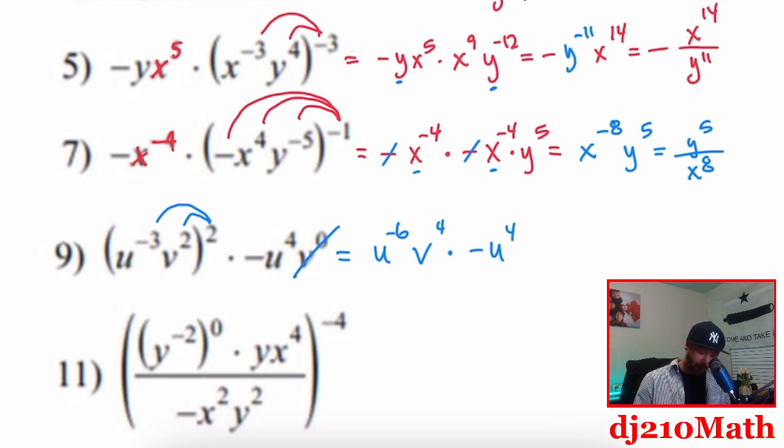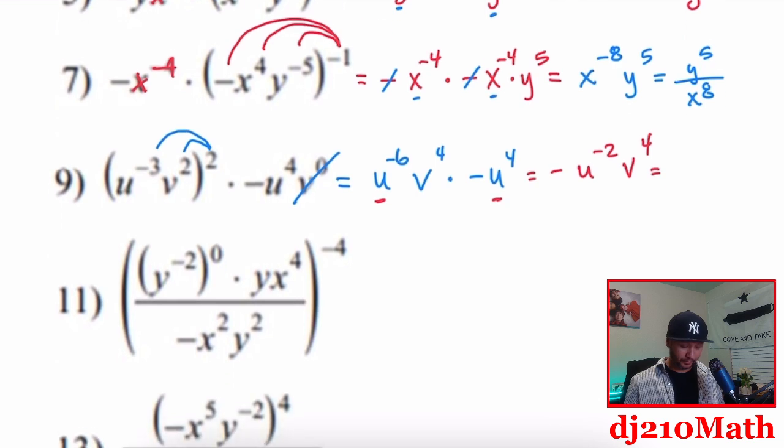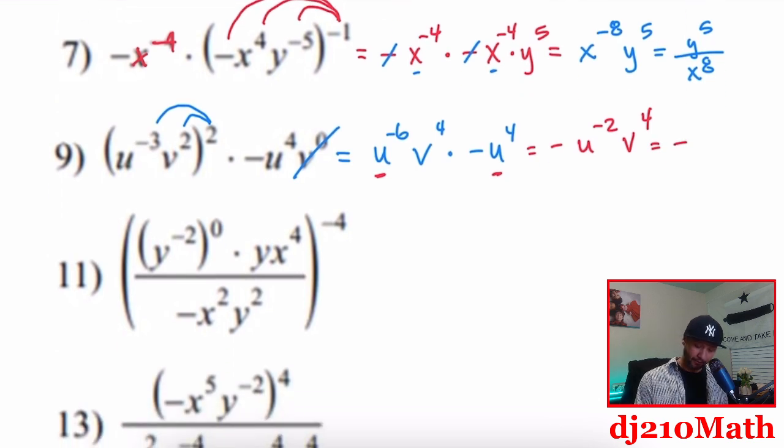Okay. Combining common bases. So the random negative sign will go to the front, just because I always bring the negatives to the front. And then u, -6 plus 4, -2. V to the 4. All right, clearing the negative exponents. We have negative v to the 4 over u squared.